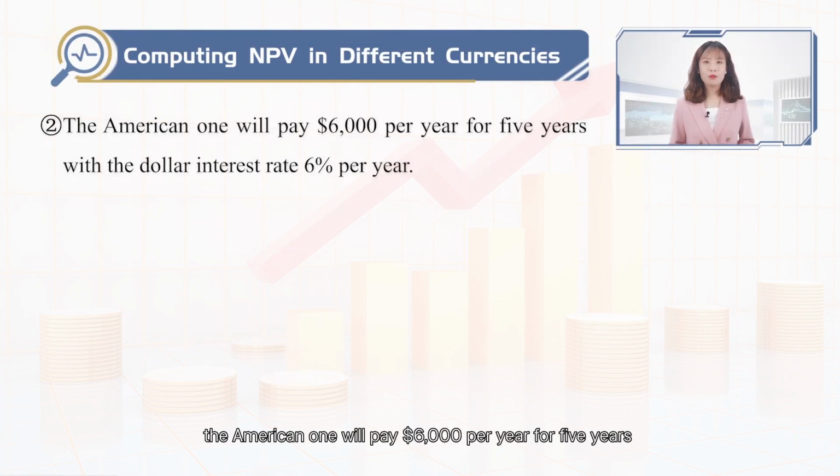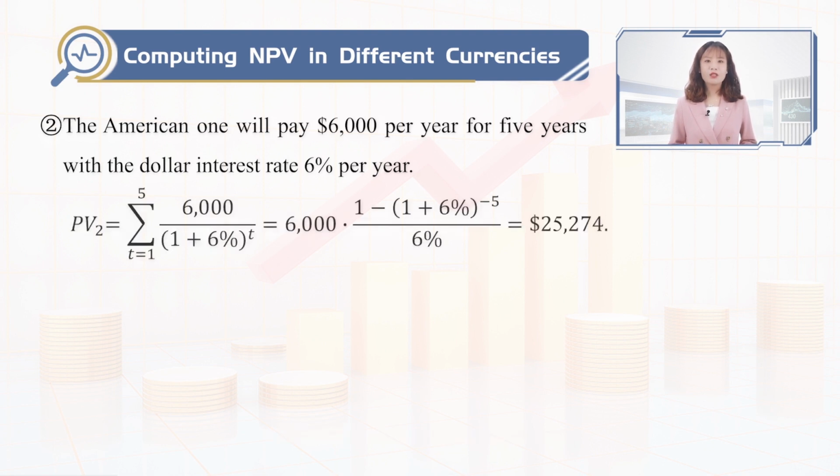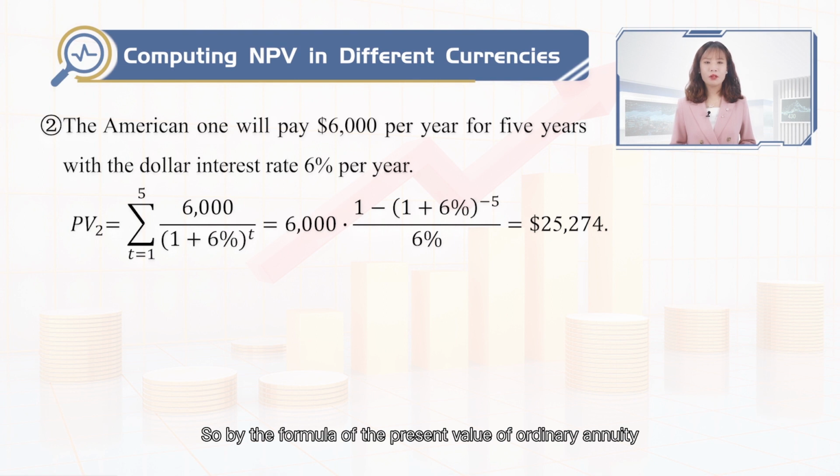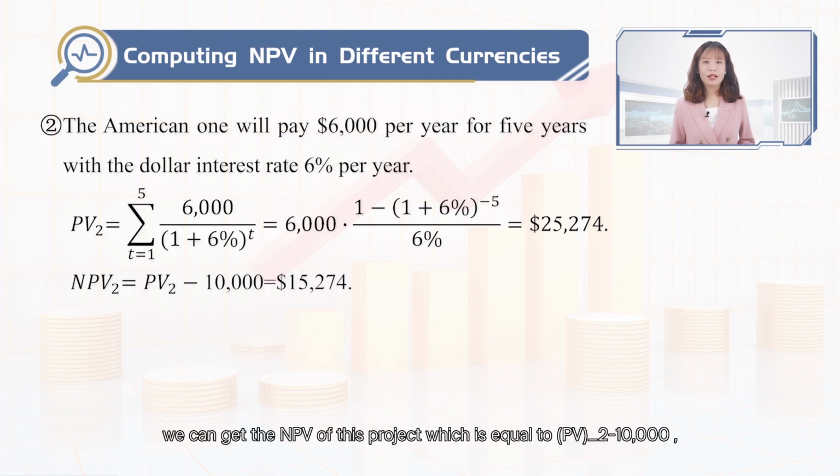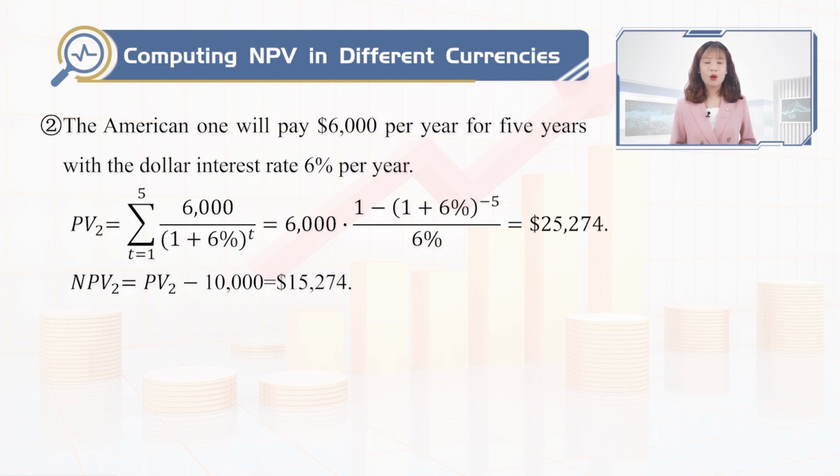Besides, the American one will pay $6,000 per year for 5 years with the dollar interest rate 6% per year. So, by the formula of the present value of ordinary annuity, the present value of this American project, denoted as PV2, is $25,274.